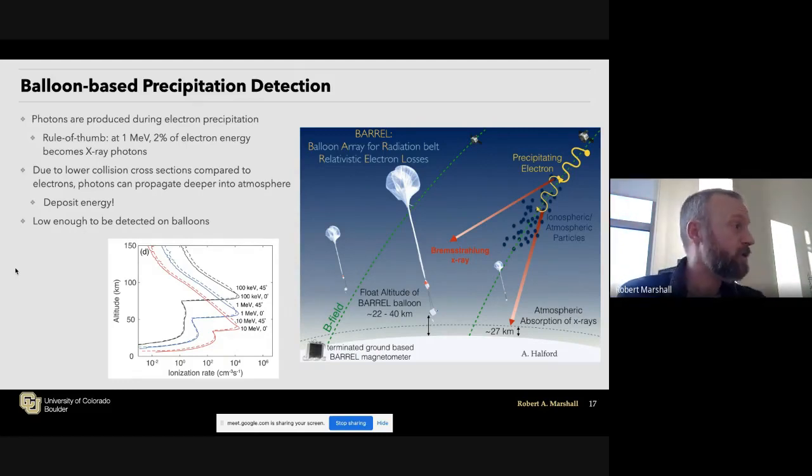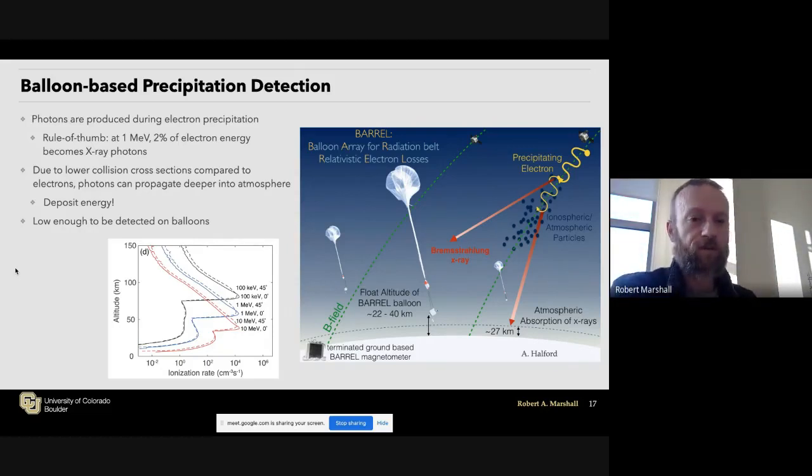But they produce photons as well through Bremsstrahlung. They produce photons in that altitude range where you're seeing that initial ionization. But those photons can continue to propagate deeper into the atmosphere. They have a smaller collision cross-section with the atmosphere. So they penetrate deeper, lower in altitude, and deposit their energy all the way down to 20 kilometers or even lower, depending on the photon energy largely.